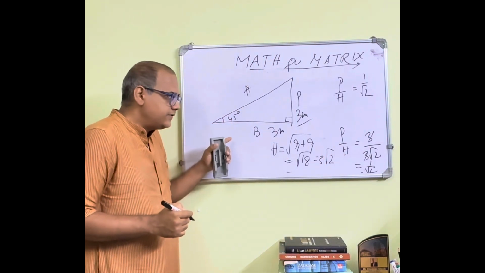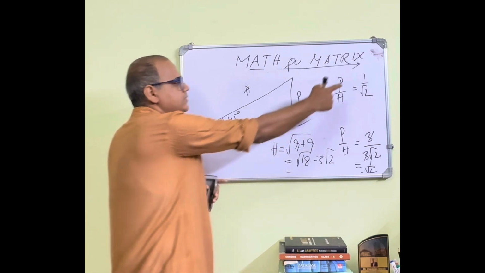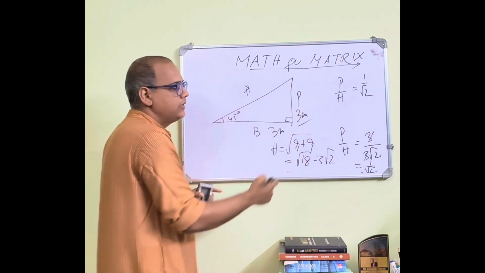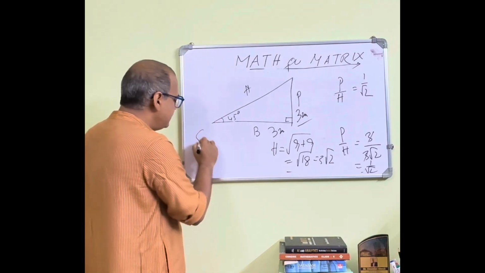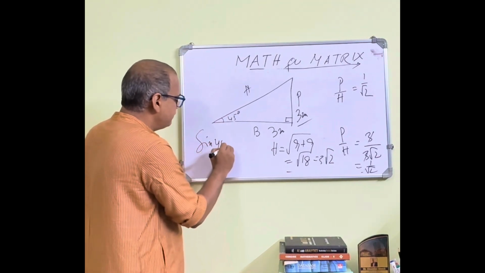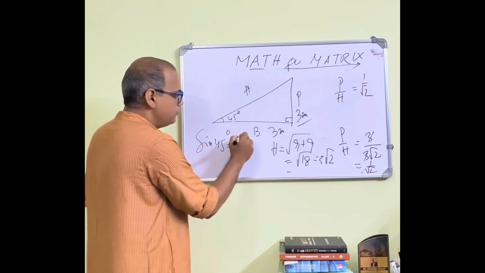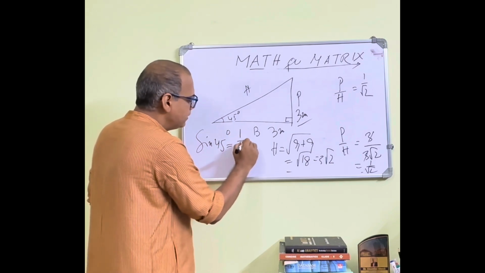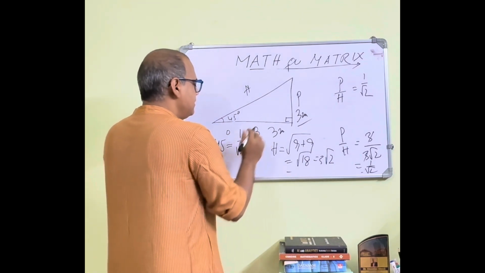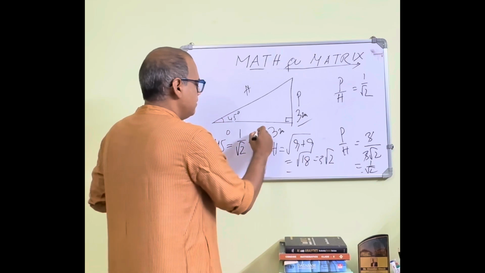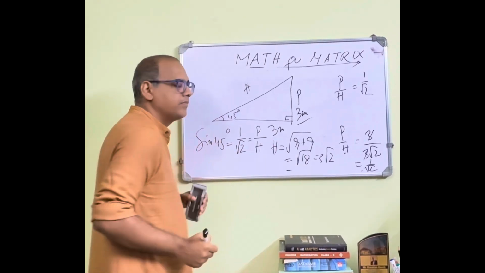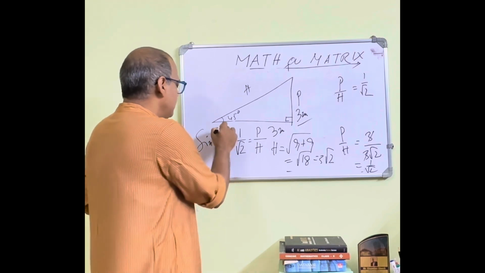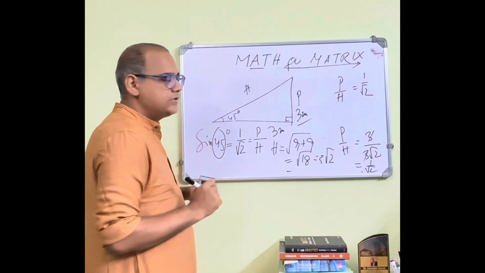Irrespective of the size of the right angle triangle, this ratio remains unchanged. So this is denoted by sine. This is 45 degrees, so I can denote sine 45 degree equals 1 by root 2, which is nothing but perpendicular side by hypotenuse. So make it general.